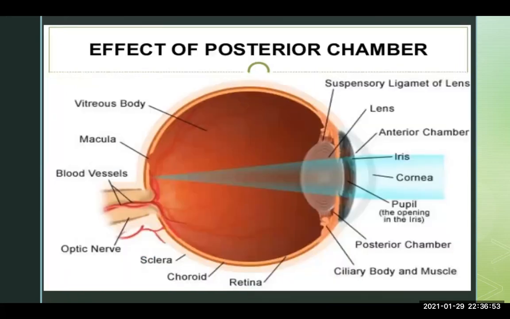Effect of posterior chamber. The posterior chamber almost has no effect, but just adjusting the light rays. This happens through the action of the pupil. When the pupil constricts, it decreases the light rays coming from the peripheral and mid-peripheral parts of the lens and the cornea. So the pupil allows the central part of the light rays to enter inside the eye.